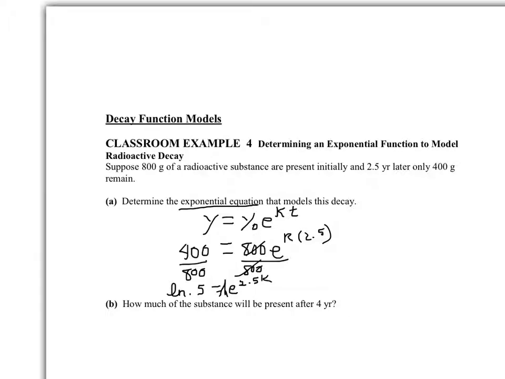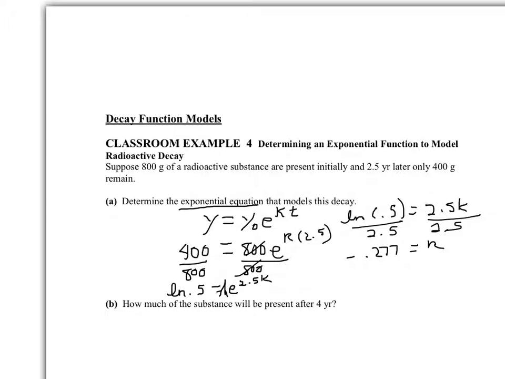And what's going to happen is the natural log of 0.5 will be equal to 2.5k. When I pull this exponent down and I multiply it times the natural log of e, the natural log of e is 1, and I'm trying to find what k is, so when I divide by 2.5, I get a k value that happens to be negative. It's negative 0.277 if I go 3 places to the right of the decimal.